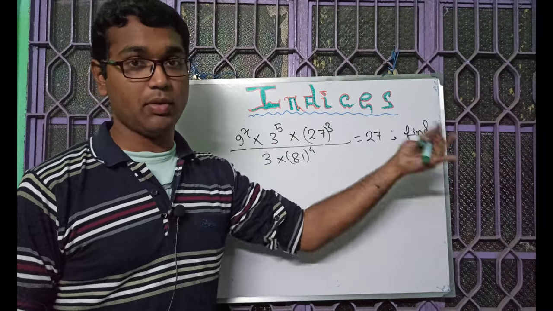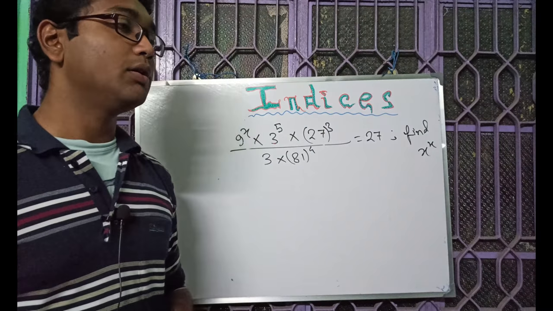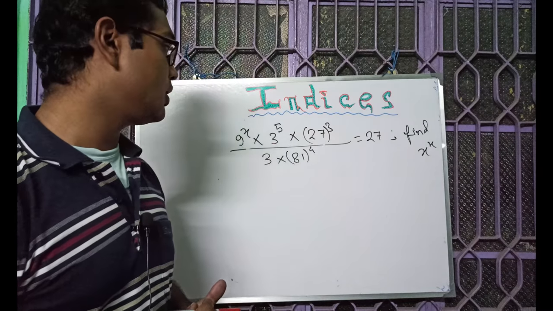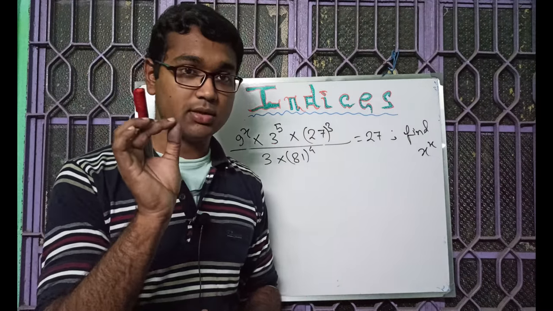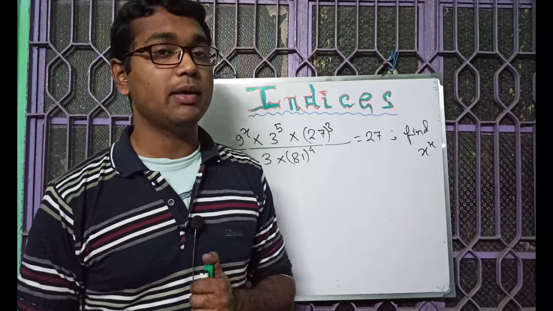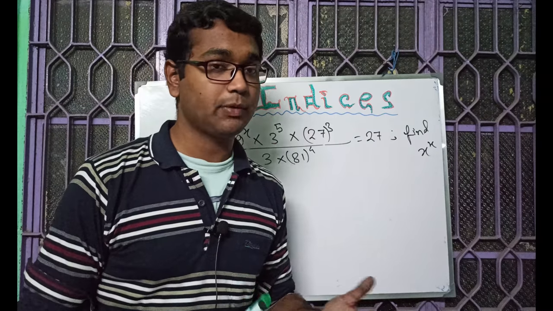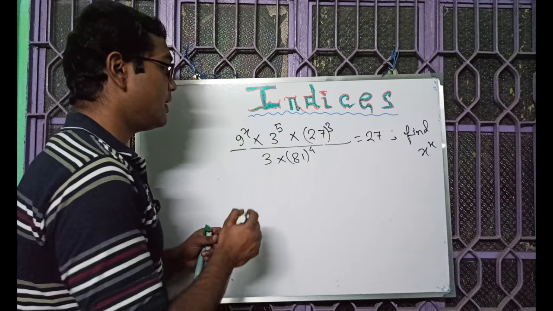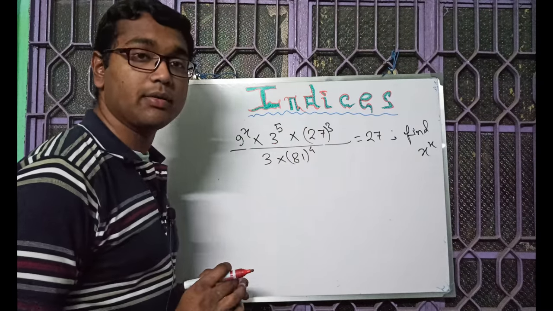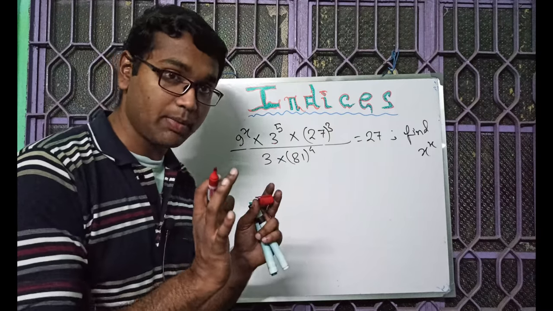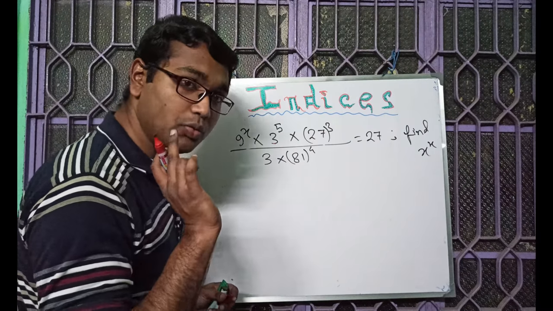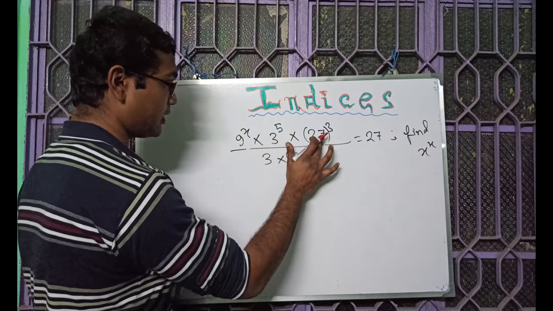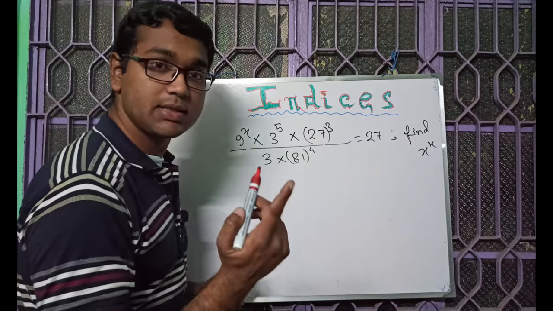And then x to the power x. Okay? Whenever you are given this type of problem, try to find the lowest number of which the others can be expressed as a power. What does it mean? In this expression, first of all, see the lowest number here, not with the power, without the power. See, which number is the lowest? 9, 3, 27, 3, 81. So 3 is the lowest.